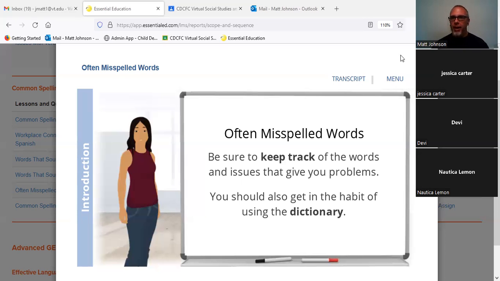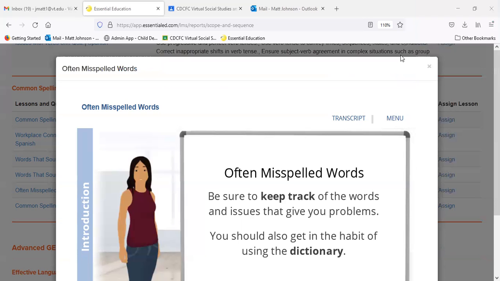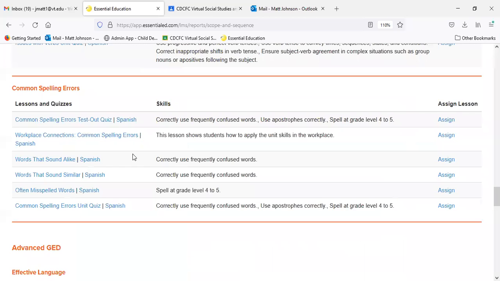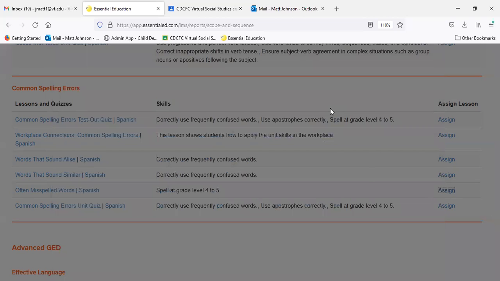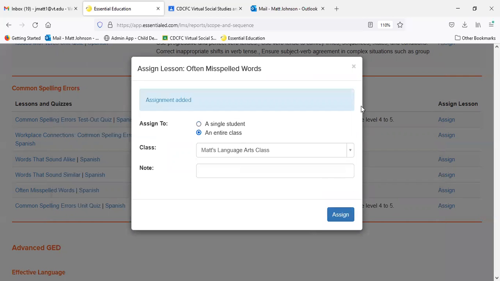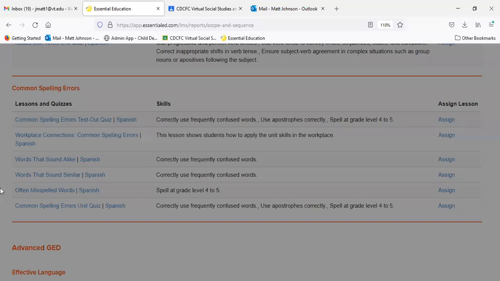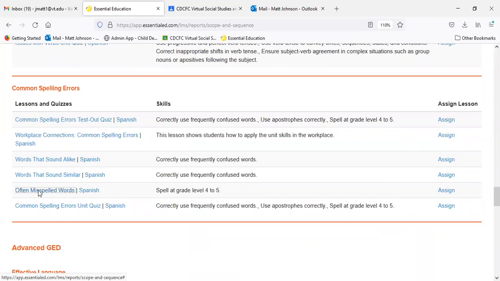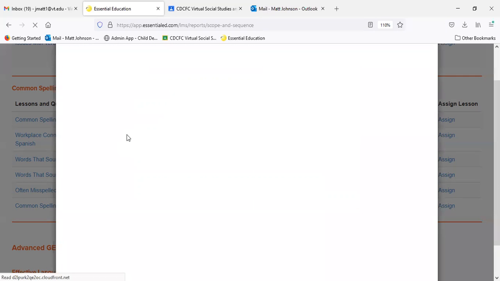You know what? I might not have assigned this yet. Thank you, Jessica, for mentioning that. I will make sure that it's assigned to everybody. Off to misspell words. Okay, assigned to the entire class. Matt's language arts class. Okay, give that a second and it should show up. Let me know if you still have any issues, if anybody does not get that lesson.